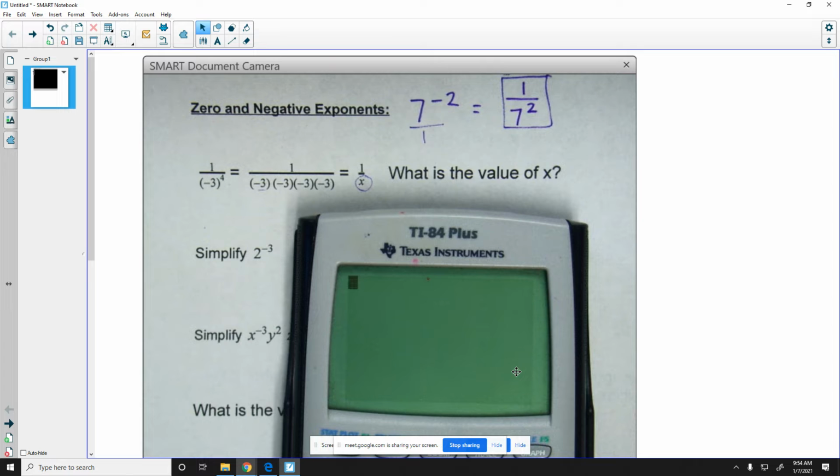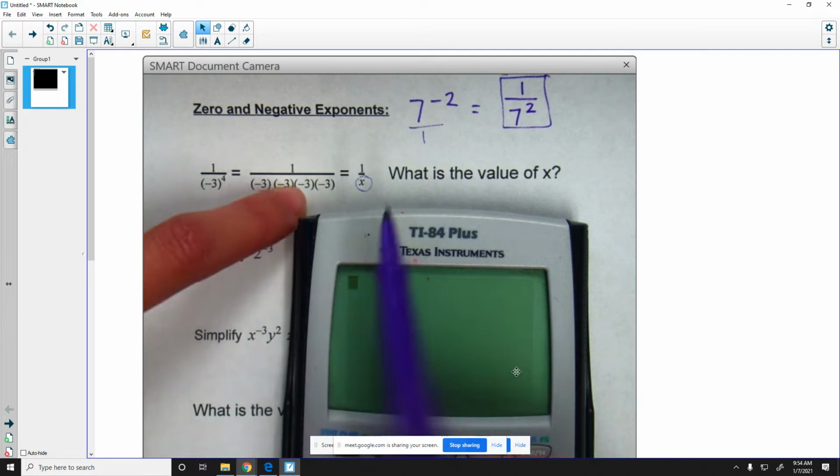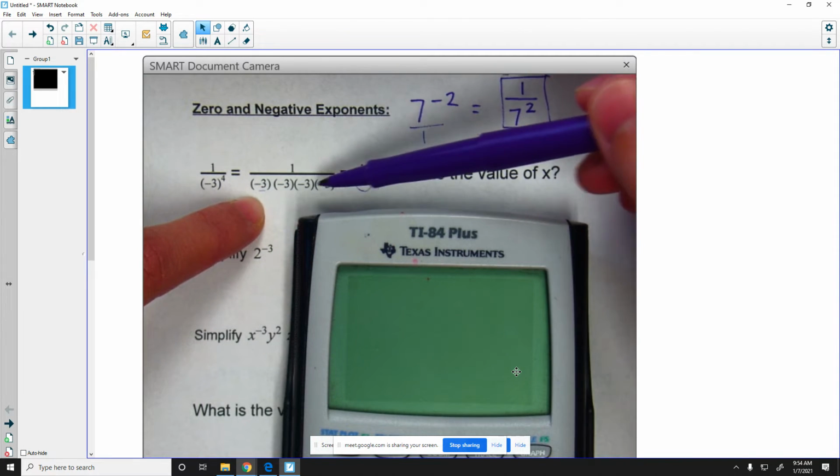So definitely, yes, you need your calculator today. Okay, someone in person, do you think you know what the answer is? What is the value of x? Tessa? 81. Is it 81 or negative 81? It's just 81, right? A negative times a negative times a negative times a negative, that's an even number, so it's a positive.